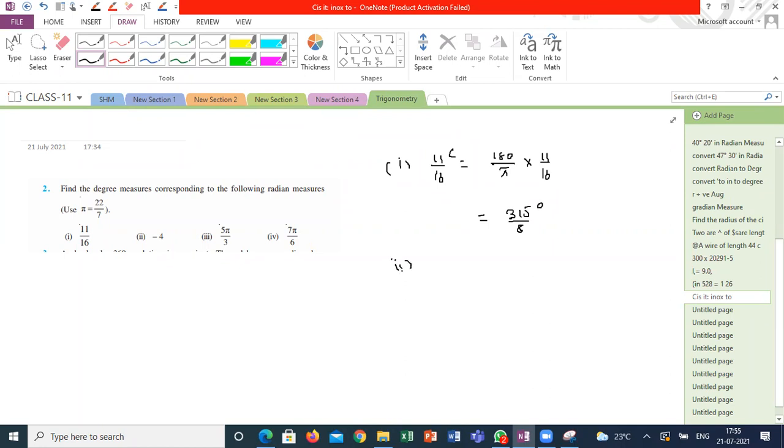Second question, minus 4 radians. Minus 4 into 180 by pi. How much is this? Just try to solve these 3 questions.